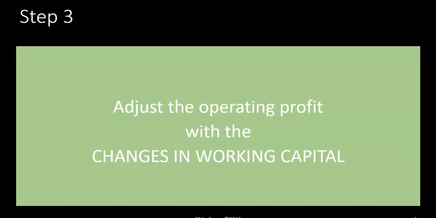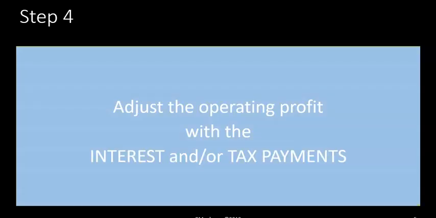All right, step number 4. Adjust the operating profit with the interest or tax payments. So if you paid interest or you paid taxes, you would take these away from the operating profit, right? These are known as your short-term debt management. So you're making adjustments to that.